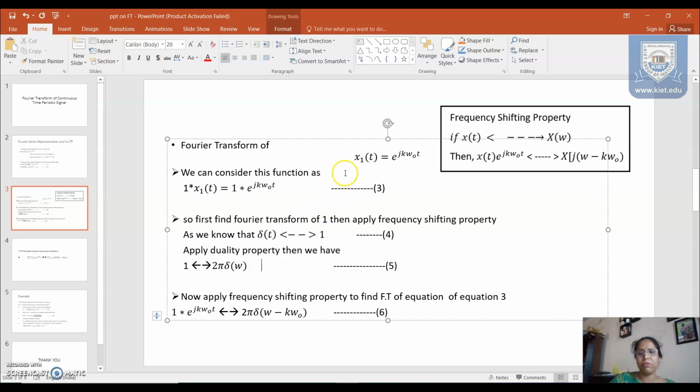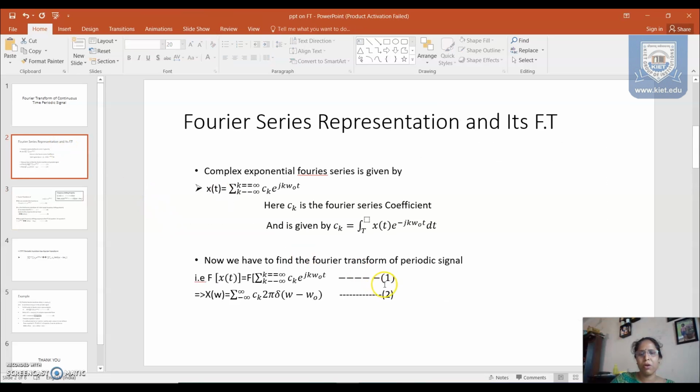Okay, but we have to find the Fourier transform of 1 multiplied with e^(jk omega naught t). For that, we will use frequency shifting property that we have applied here. After applying the frequency shifting property, the Fourier transform of e^(jk omega naught t) is 2 pi delta(omega minus k omega naught). Okay. Now from equation number 6, we have taken this value and we are putting this value in equation number 1 in place of e^(jk omega naught t) and it becomes equation number 2.